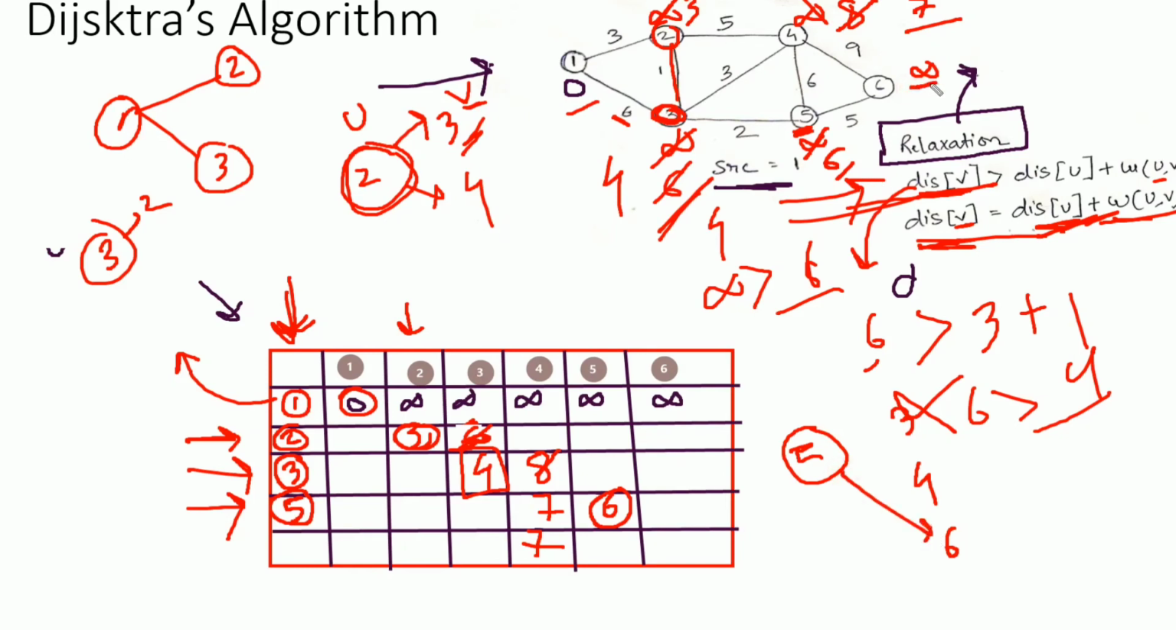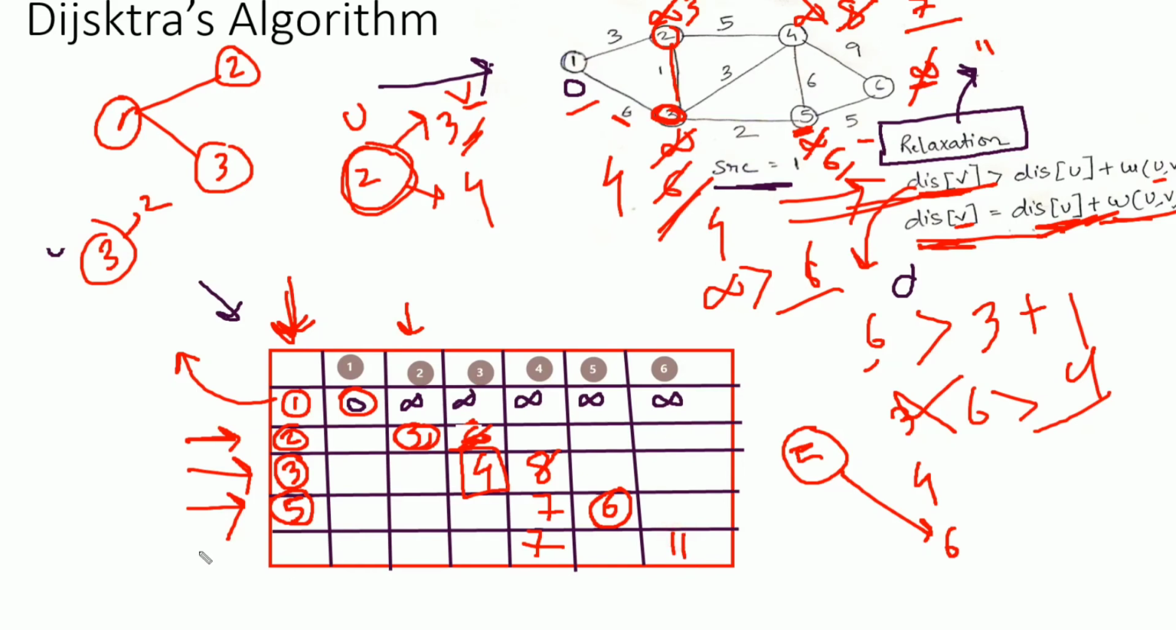So vertex 6, the distance value is infinity. But if we use relaxation, we find that 6 plus 5 is 11, and 11 is less than infinity. Therefore, I'll update it from infinity to 11. So for vertex 6, I'll change the value from infinity to 11.